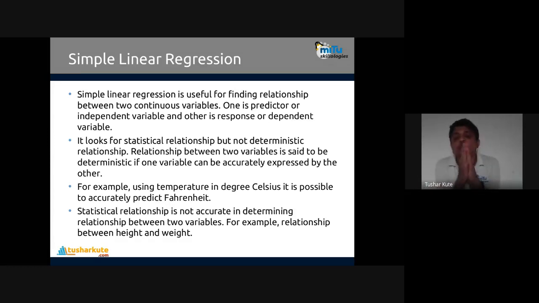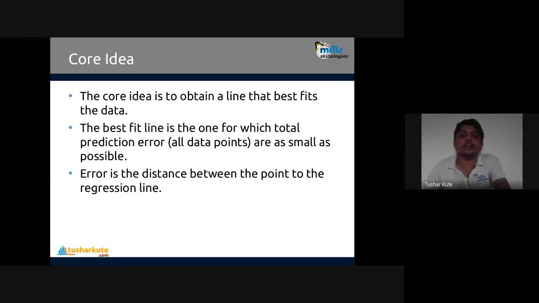So the relationship that we can form with the help of the data is a linear relationship. When one increases, the second also increases or decreases proportionally. So the core idea is to obtain the line that best fits the data. The best fit line is the one for which the total prediction error is as small as possible. Error is the distance between the points and the regression line.